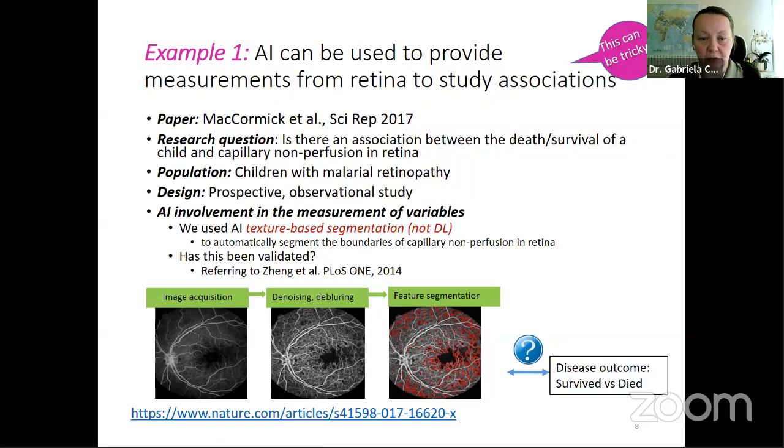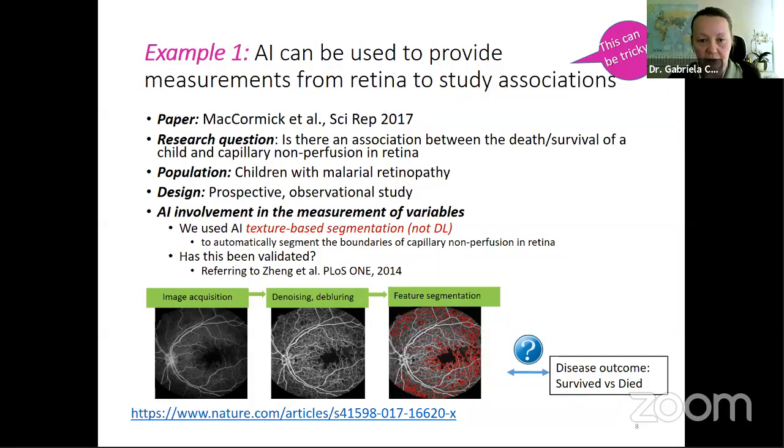The design was a prospective observational study. It was done in Malawi. And AI was involved in denoising and deblurring, but this was not deep learning. This was actually a texture-based segmentation, which is one specific area of geometry and topology. And then the texture-based segmentation was used to find the boundaries of capillary non-perfusion.